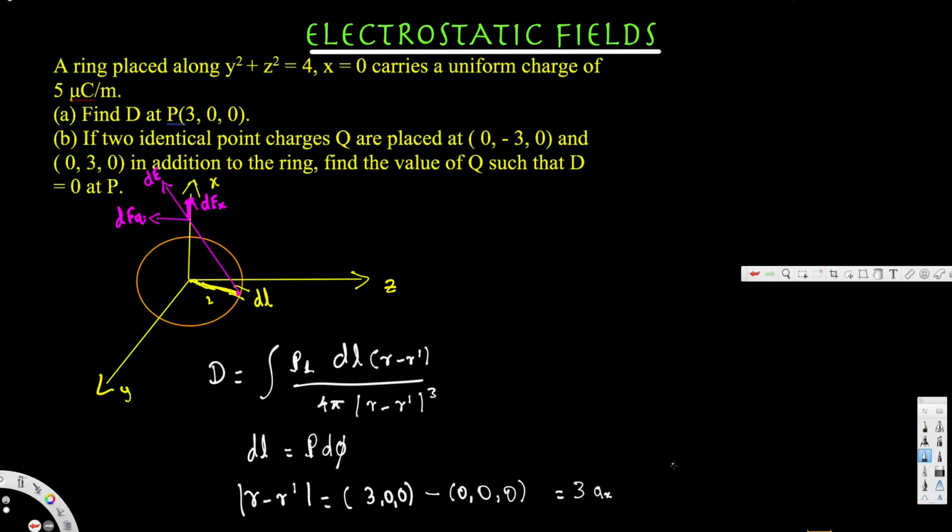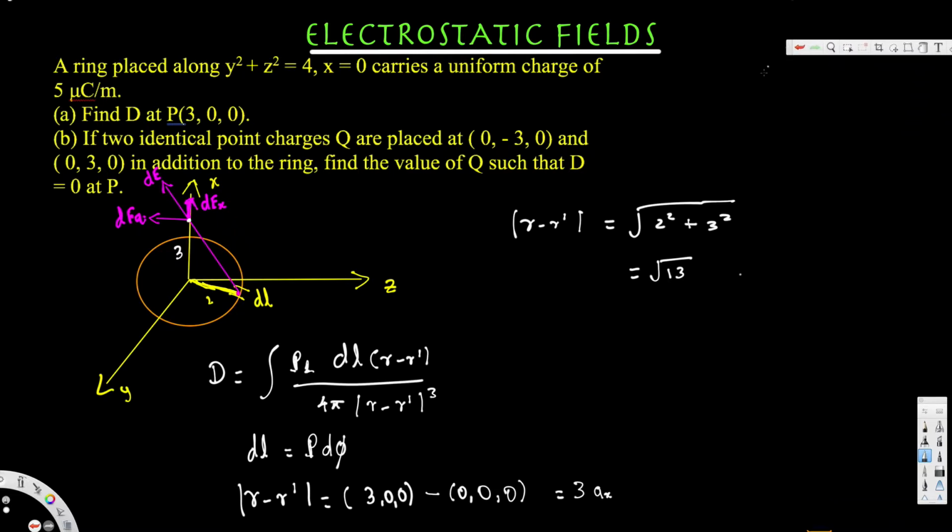Also we can find the magnitude, since we know that this is 2 and this point is (3,0,0), so x is 3, right? So this is 3, this is 2, so we can calculate the magnitude of r minus r prime using the Pythagorean theorem: 2 square plus 3 square. So that's going to give us 4 plus 9, 13. So this is what we have right now.